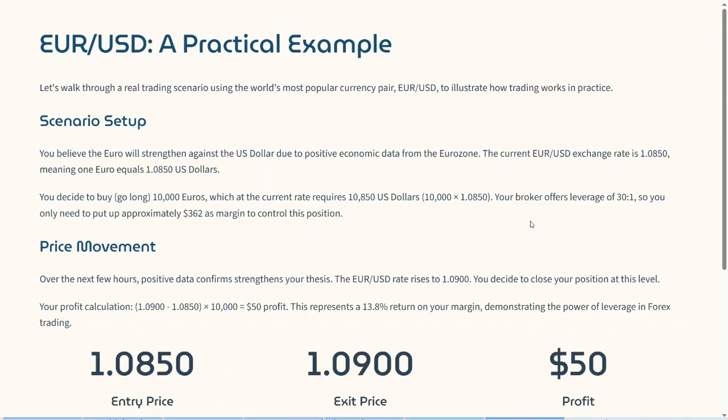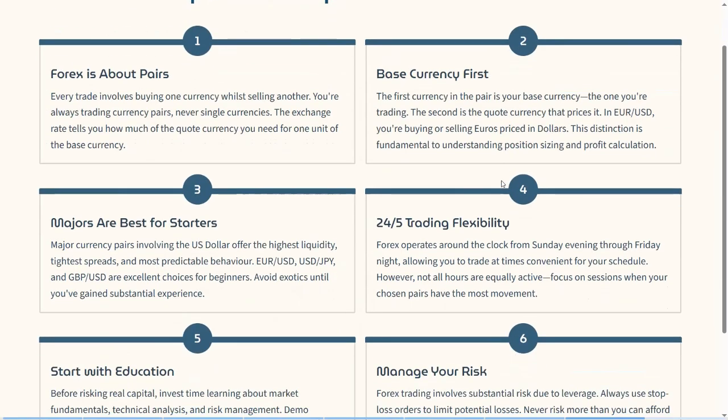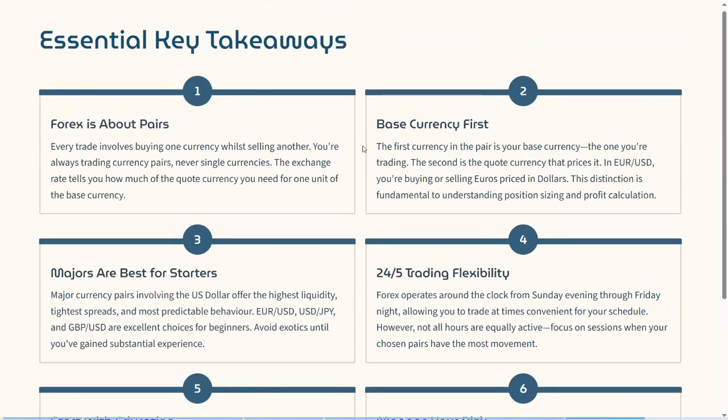So this is just concerning the euro US dollar quotes and base, how it's calculated. We'll come back to this when we're talking about pips, and we'll explain better. So basically, these are the key takeaways from what we've discussed so far.